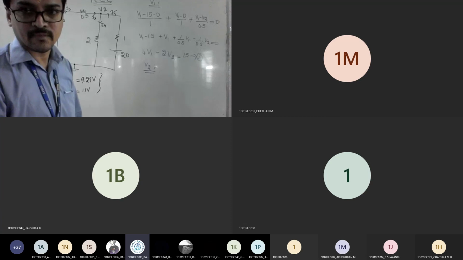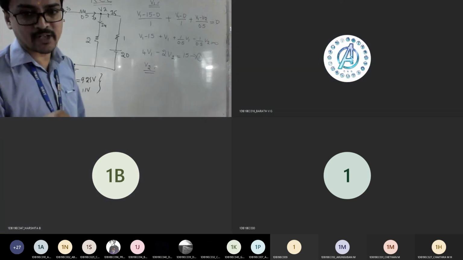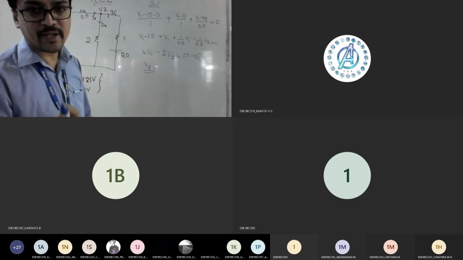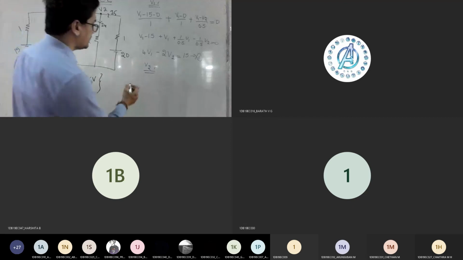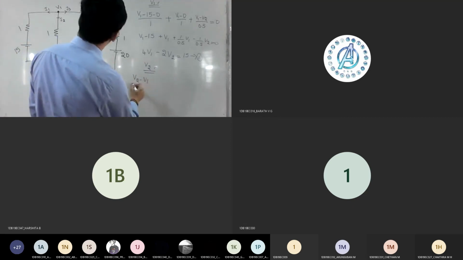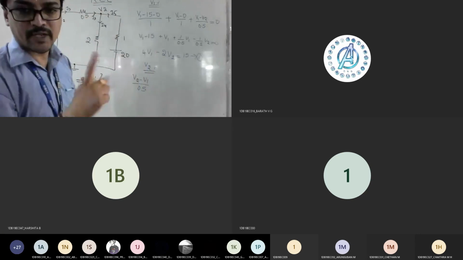V2 minus V1 by 0.5. See, we were worrying about the previous case because the same current was entering and leaving. But now we are giving priority to whichever node we are at, that is highest. So I can write the second node as V2 minus V1 divided by 0.5. This is the only change from previous to this.